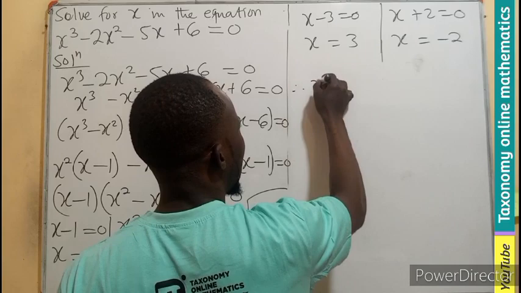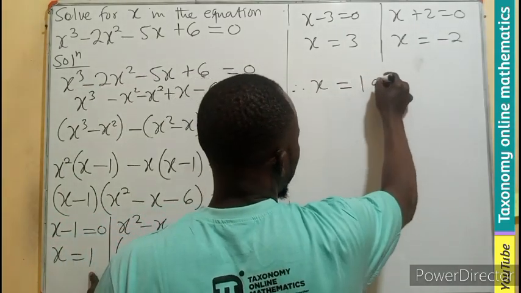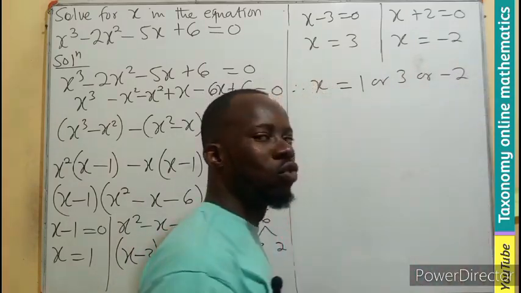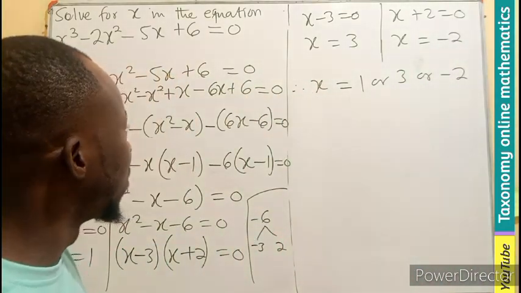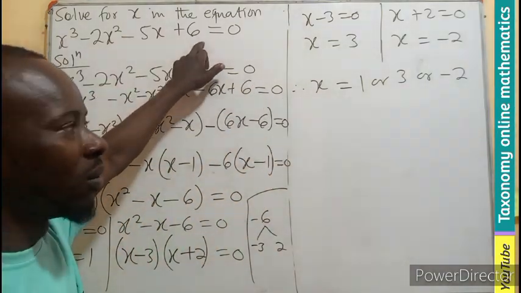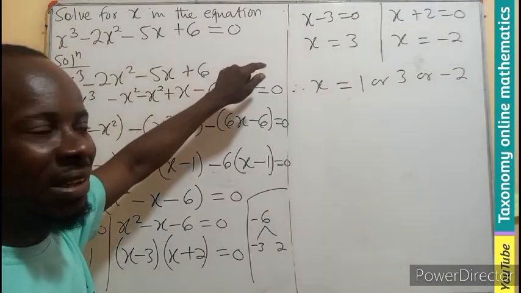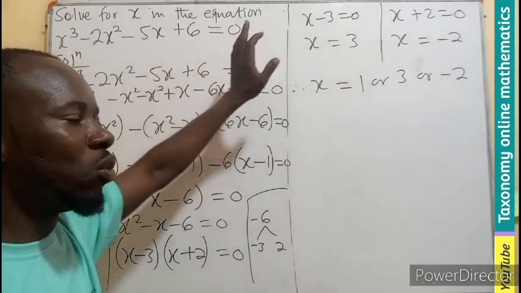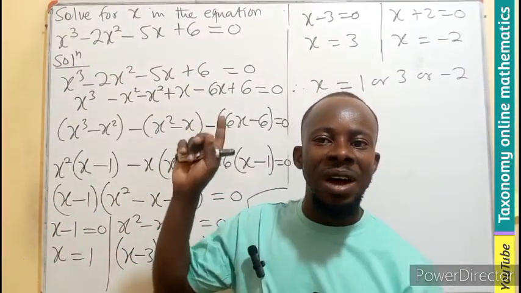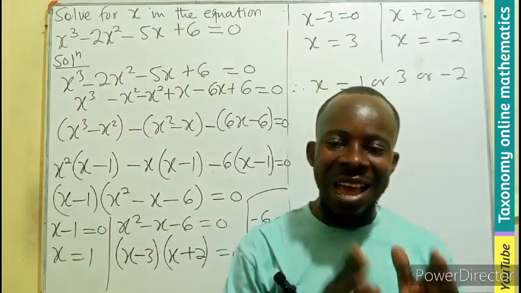So therefore, x is equals to either 1 or 3 or what? Minus 2. You know, we have 3 possible solutions. If you put the value of 1 into this, you get 0. If you put the value of x to be 3, you still get 0. If you make it negative 2, you still get 0. So therefore, the values of x that satisfy this equation is just 1, 3, and negative 2.